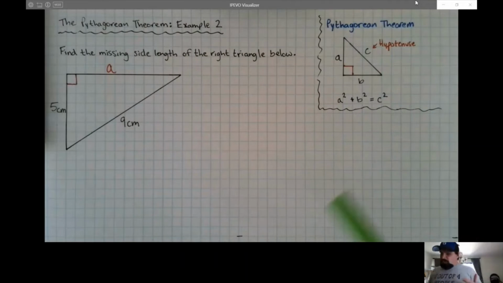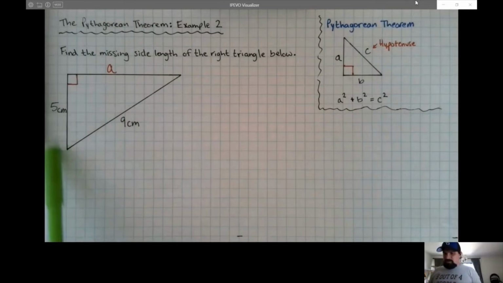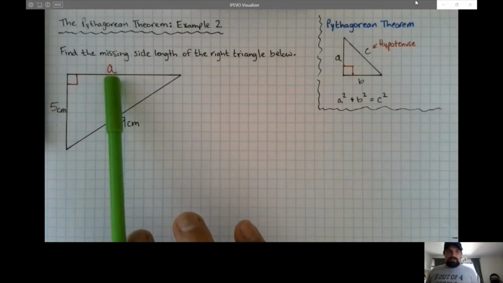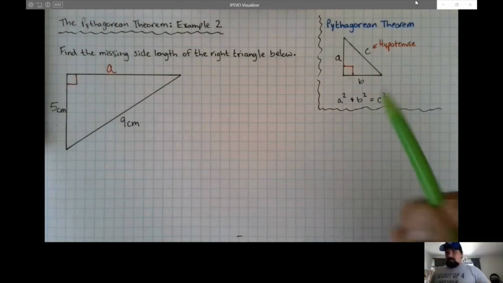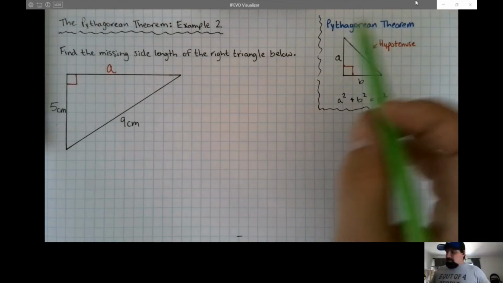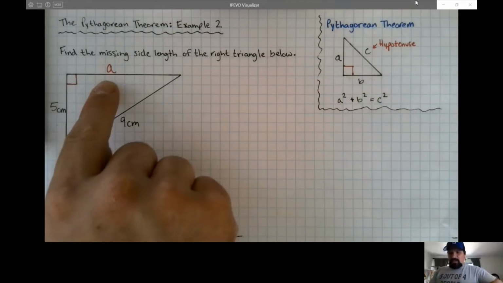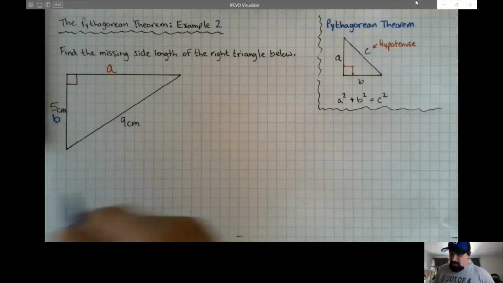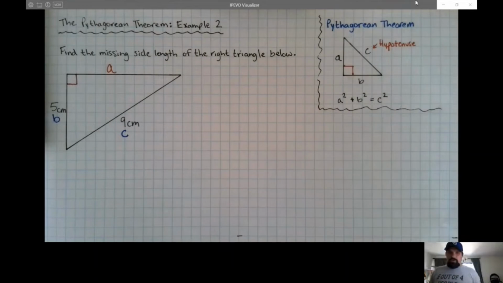Example 2 is the same prompt as example 1. We're going to find the missing side length of the right triangle below. This time, we're not missing the hypotenuse, we're missing one of the legs. We're missing side A. Again, we have our Pythagorean theorem here just to help if we need it. We're going to set this up. We already have side A. This will be side B, and this is C. And so again, we'll put in our numbers in place of the letters where we have them.